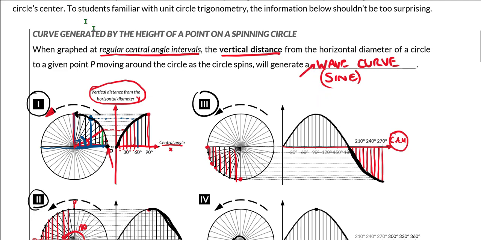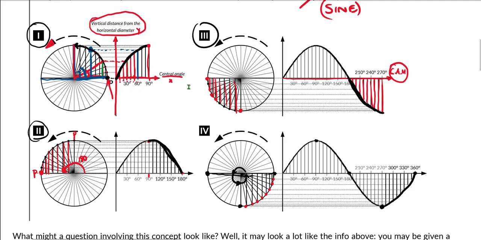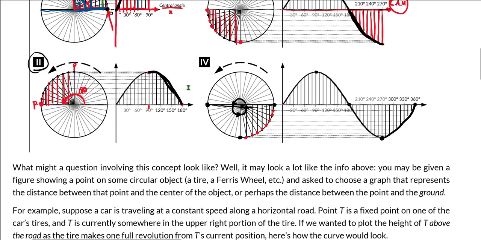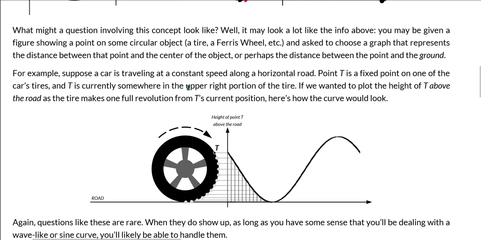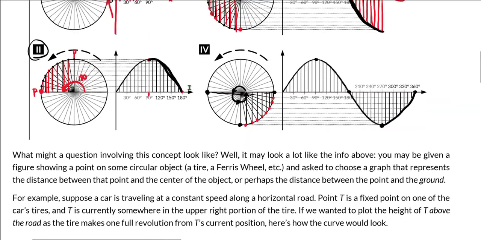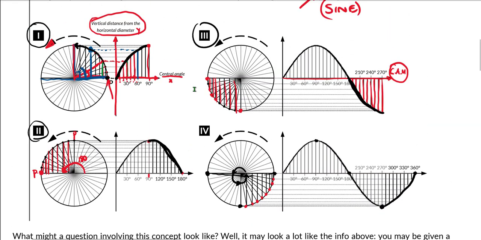By the way, the cosine function will also be a wave curve, although it will look slightly different from the sine curve. We do not need to go into those details right now. Now, what might a question that is testing this concept look like? To be honest, it might look exactly like what we just went over.